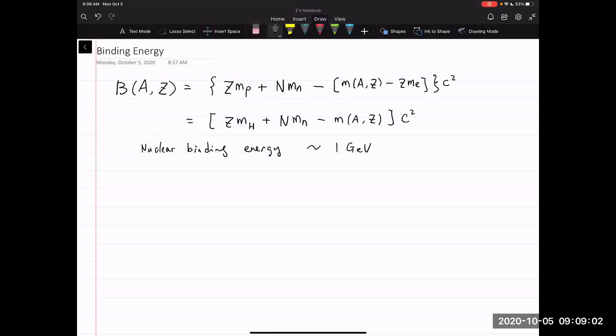We have c squared, and in front of the c squared we have the difference in mass. In nuclear physics, we often use the unit of MeV or GeV instead of joules. So it might be easier to write c squared in terms of this unit. c squared is equal to 931.50 MeV per unit mass. Okay, then we can simply count.